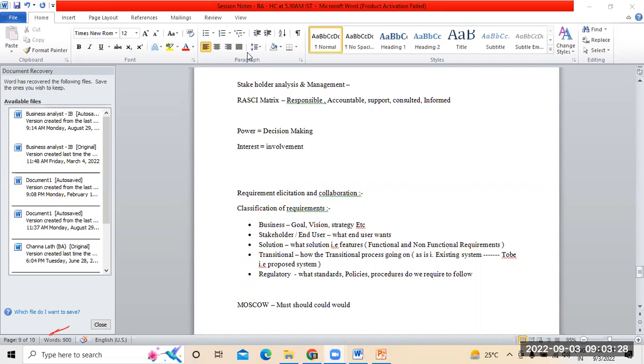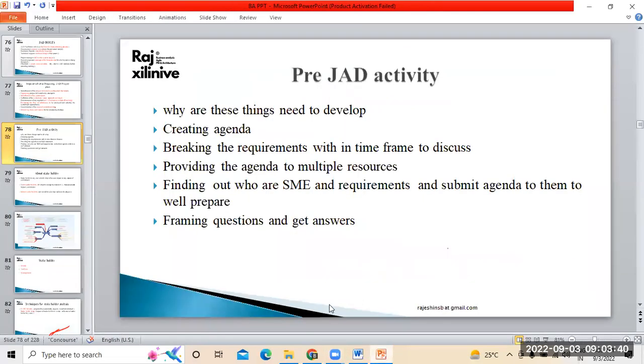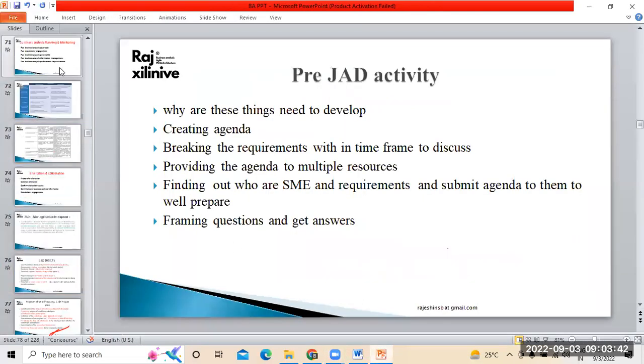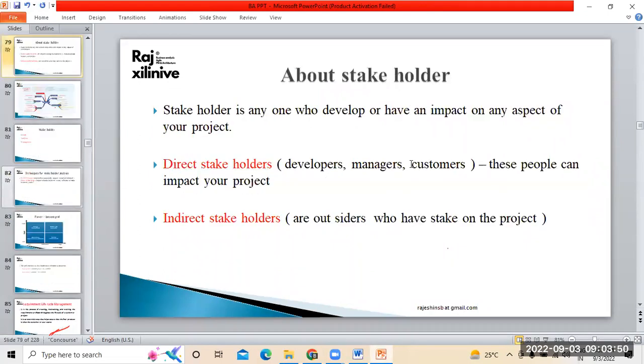Yes, these slides, as I told you, if you remember, I'm pasting all the slides in the Word document and sending it to you. The same thing I'll do now too. This elicitation one, I'll copy it into the Word document and share it with you so that you can go through that.